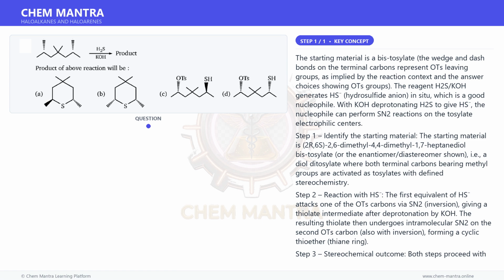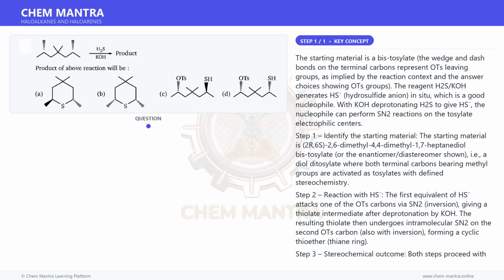Step 1. Identify the starting material. The starting material is (2R,6S)-2,6-dimethyl-4,4-dimethyl-1,7-heptanediyl bistosylate, or the enantiomer or diastereomer shown, i.e., a diol ditosylate where both terminal carbons bearing methyl groups are activated as tosylates with defined stereochemistry.